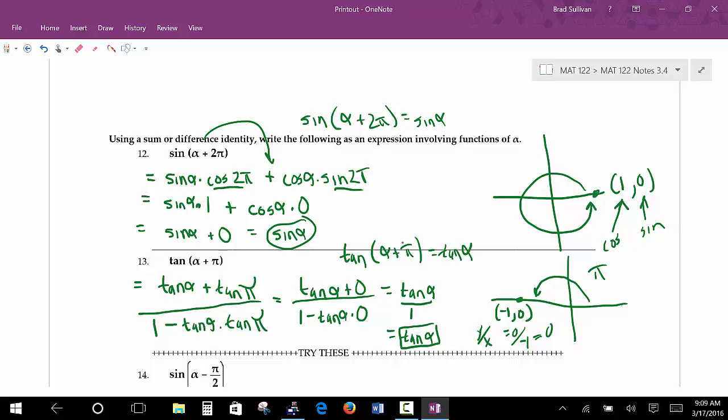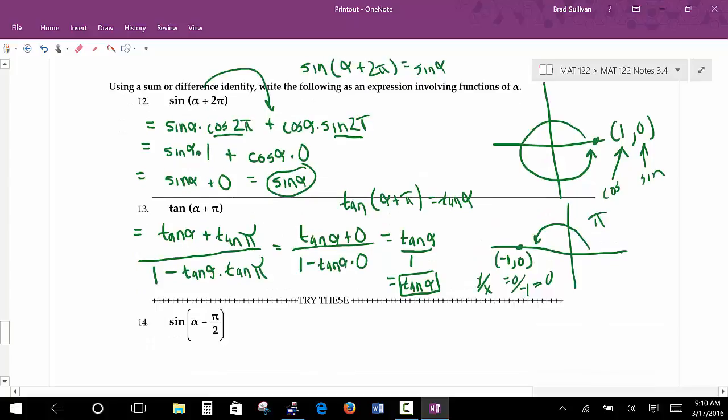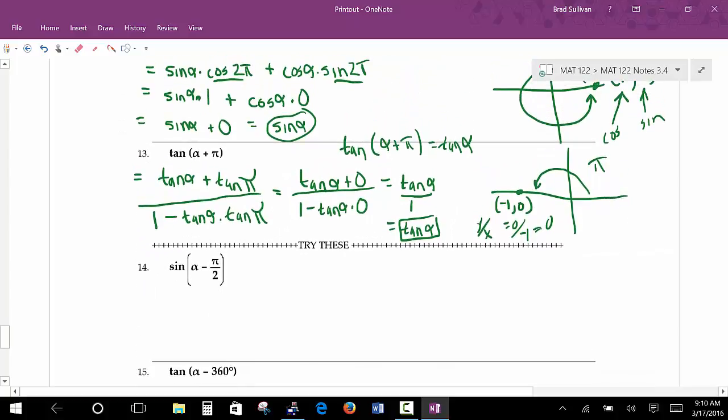Okay, let's just take a couple minutes to do those next two down there, and then we'll move on to the next section. Okay, you can look up your identities earlier in the packet if you need to. So on number 14, you're doing the sine difference identity, and number 15, you're doing the tangent difference identity. So just work them out. Pi over 2 and 360 are on a unit circle, and then you'll find out what you have.